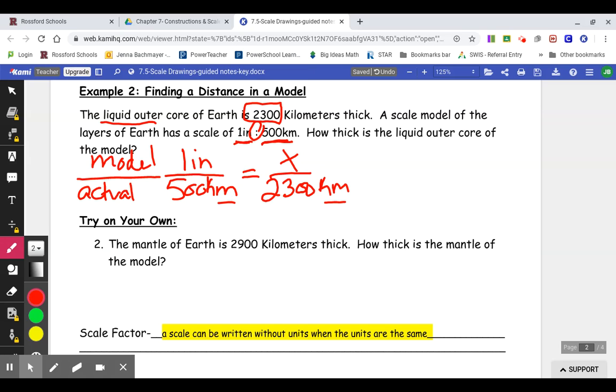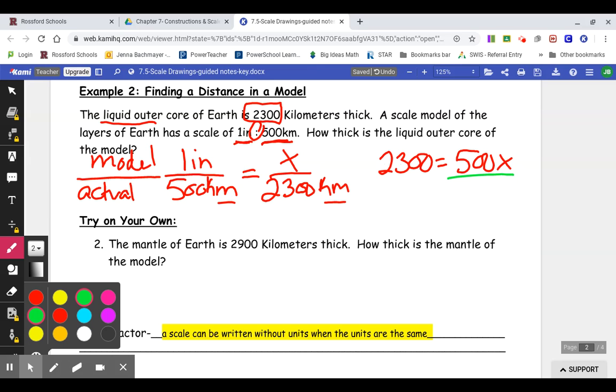So I can get 2,300 equals 500x. Then I can divide by 500. And x should equal 4.6 inches. Remember, because this is our model, that's where it should go, up next to our model location, and those are measured in inches. Okay, go ahead and pause the video and try number 2 on your own.